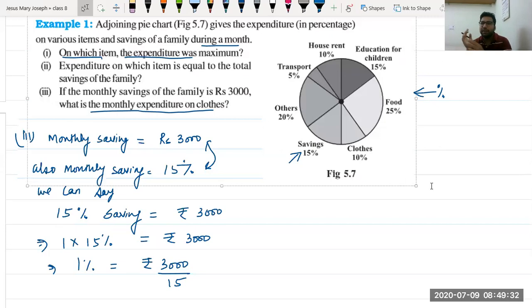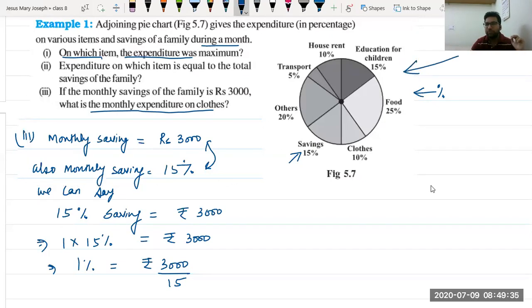In this question, the pie chart given to us is in percentage, so we know all the values in percentage. Suddenly, in the third part, they told us that the monthly savings of the family is rupees 3000. So one value from this pie chart is also given in terms of rupees. We have to understand how to find a relation between percentage and rupees.